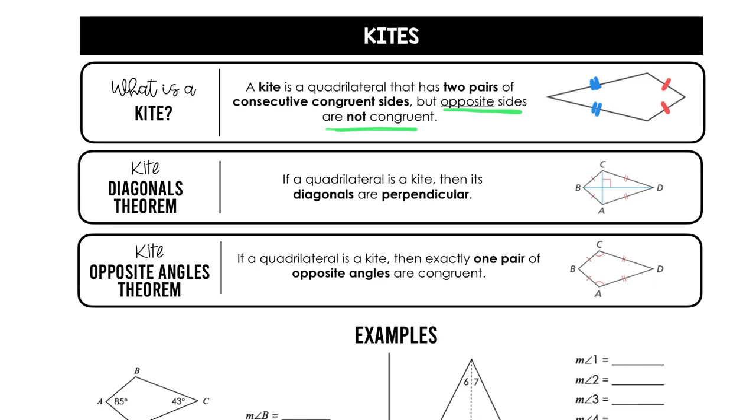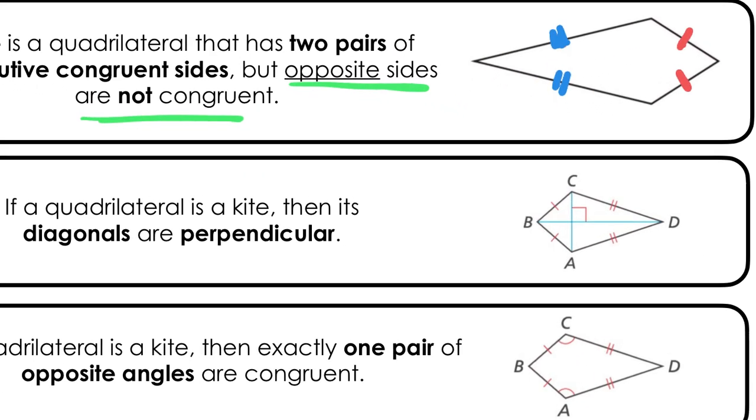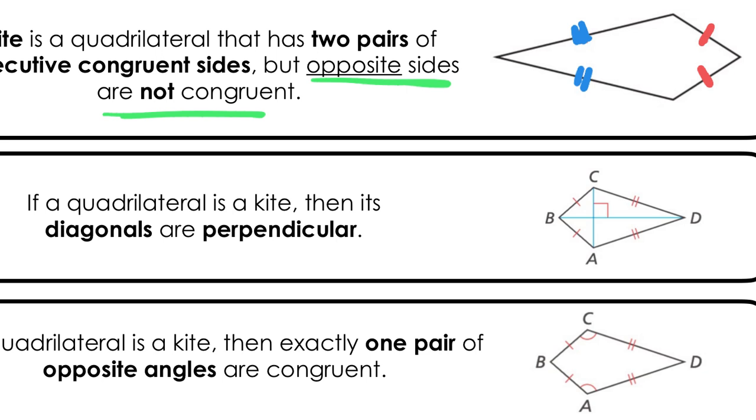Now we have the diagonals theorem. The diagonals theorem says if a quadrilateral is a kite, then its diagonals are perpendicular. So every single time you have a kite, it's going to make a right angle between the 2 diagonals. So that's the diagonals theorem.